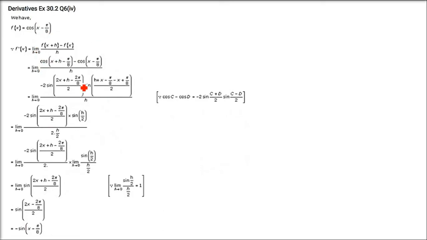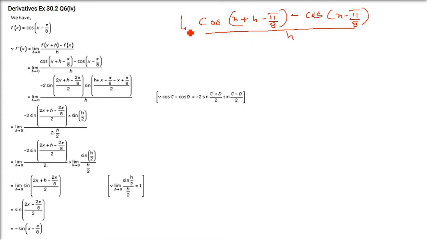Now f(x) is cos(x - π/8). We'll do it here only. So let me write first cos(x+h-π/8). I'm writing for f(x+h). Here f(x), so you have cos(x - π/8), divided by h. So limit h tends to 0.